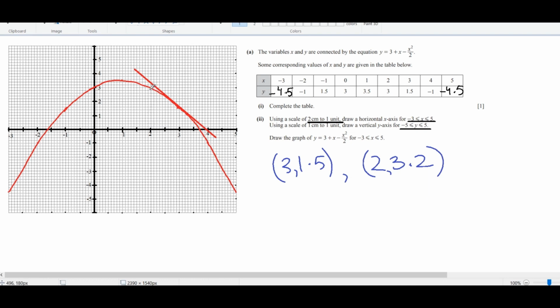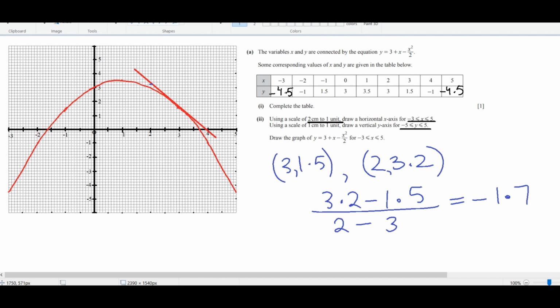This is an estimated point, so I just took this point on the line. It's 2 on the x-axis and 3.2 on the y-axis, because there are 5 boxes representing 10 units, so one box is 2 units. So let me find out the gradient: 3.2 minus 1.5 over 2 minus 3. So my gradient is -1.7.